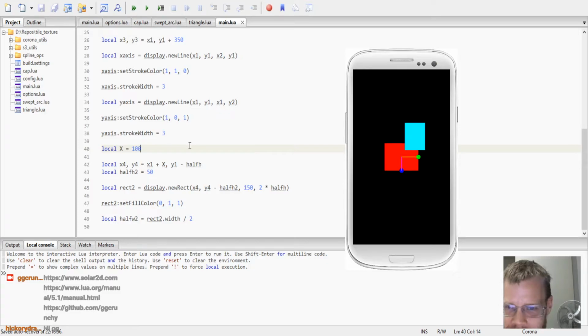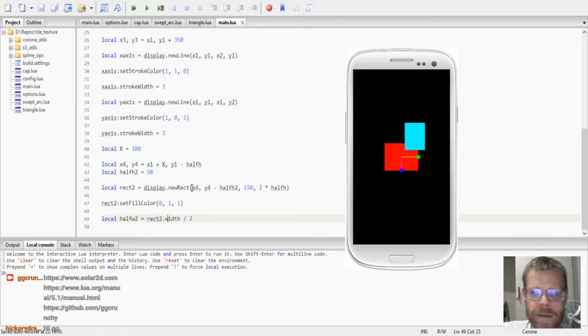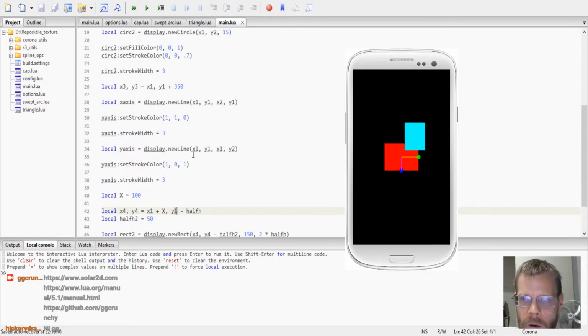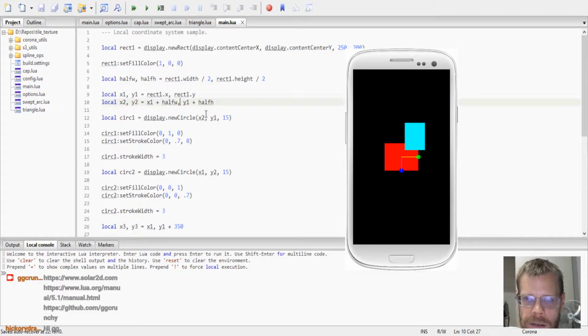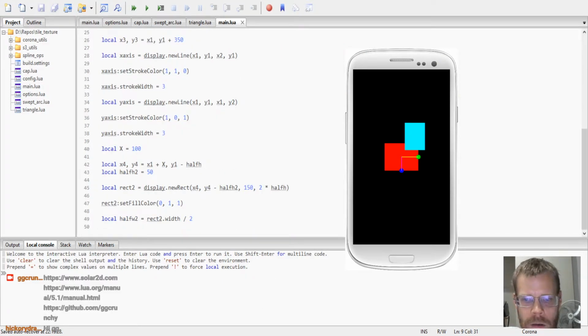I'm not using this. Now we get to puzzle something out. 2 times half height. So this is not as high up as it should be. Y1 is, yeah, that's the middle of the rect.